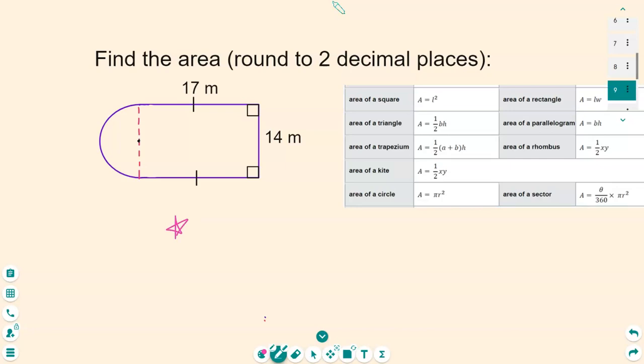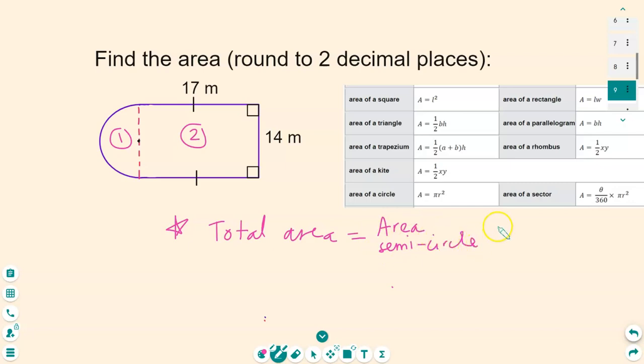We've got two shapes. Let's say total area equals, well, what have we got? We've got this shape and we've got this shape. We notice this is half of a circle: area of a semicircle, which just means half circle, plus area, think about what this shape is, area of rectangle. So this is our plan that we think of when we see this shape.